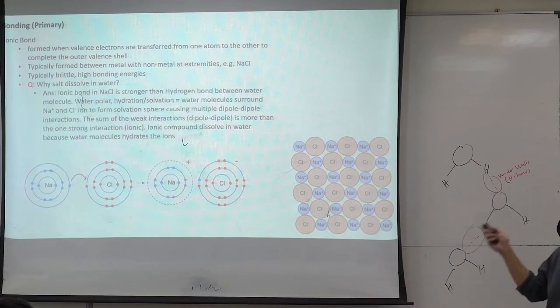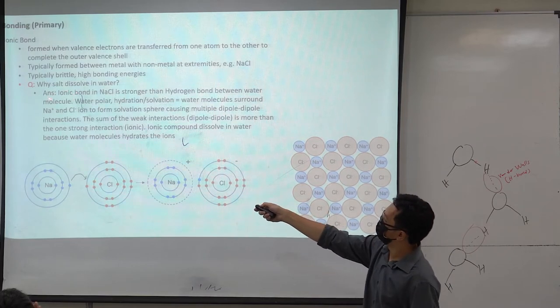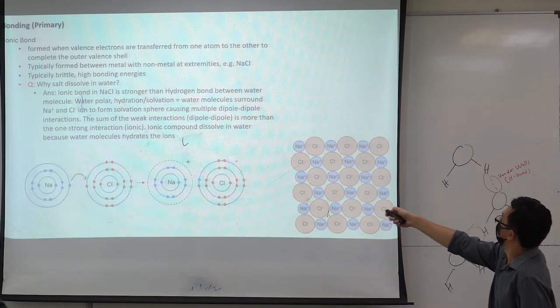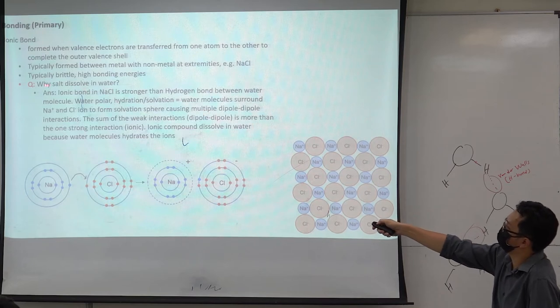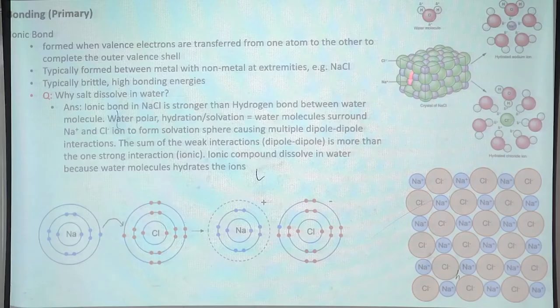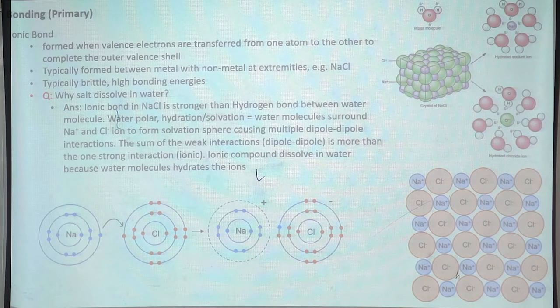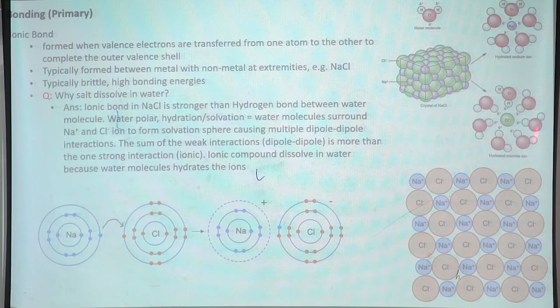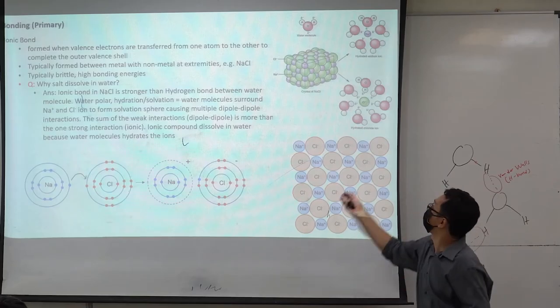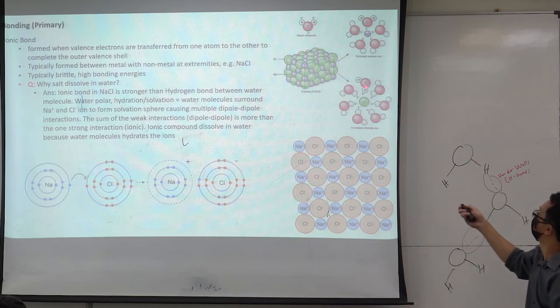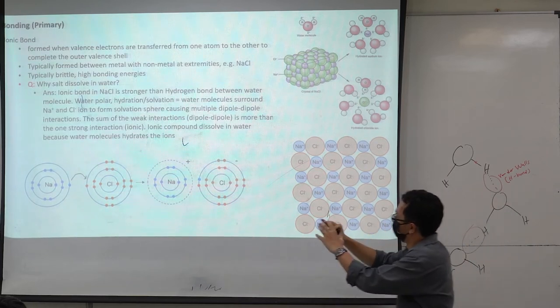The reason for that: yes, the ionic bond in sodium chloride is stronger than the hydrogen bond. Water is polar, but the reason why water can dissolve salt is because of hydration. What does hydration or solvation mean? Look here. This is a crystal of salt, your table salt. There are many water molecules, even though each is weaker than the ionic bond, sort of attacking or surrounding each individual ion inside. So we call it solvation. It's like 1, 2, 3, 4, 5, 8 waters attacking one ion.